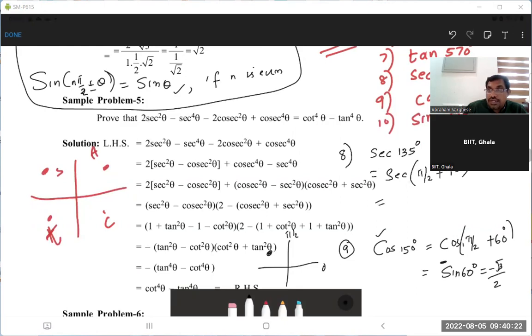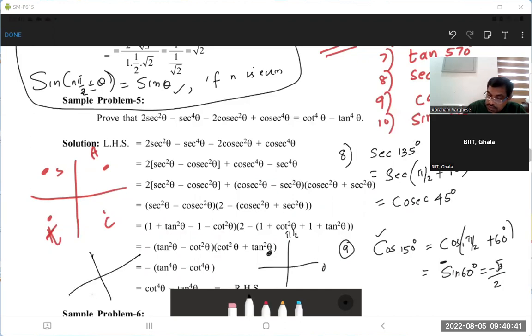So sec, 1 is an odd number. You have to take the complementary of sec. What is the complementary of sec? Cosec. The complementary of sec will be cosec. Cosec 45 degree. Look at the quadrant.